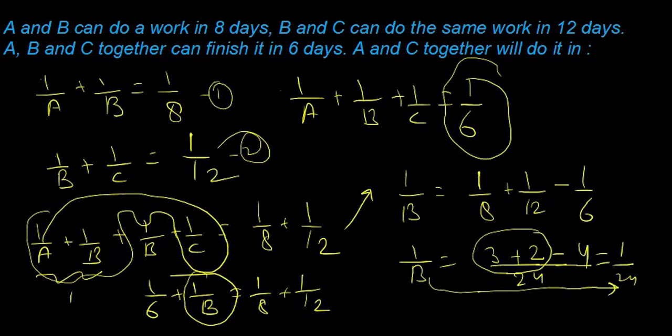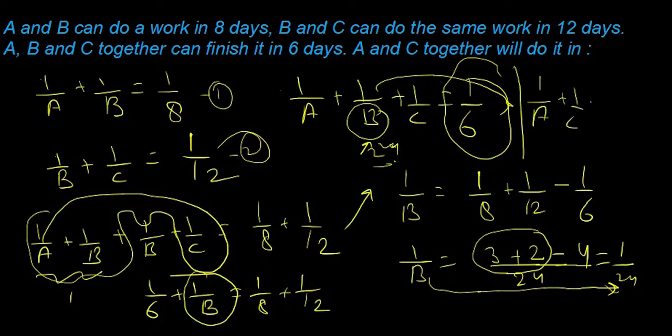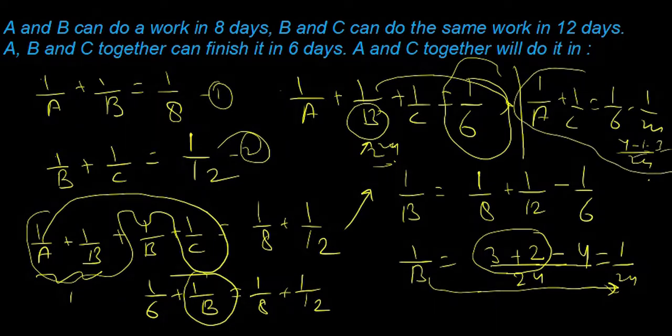Now what do we want? A and C together. I think it's so easy now. Just put the value of 24 over there. So when you get the value of 24, 1/A plus 1/C is equal to 1/6 minus 1/24. 24 is the LCM. 4 minus 1 is 3. So 1/A plus 1/C is going to be 1/8, so it's going to be 8 days. So 8 days is going to be your answer. It is an equation problem where you have to solve these equations. I think it's another easy part. It's not tough actually.